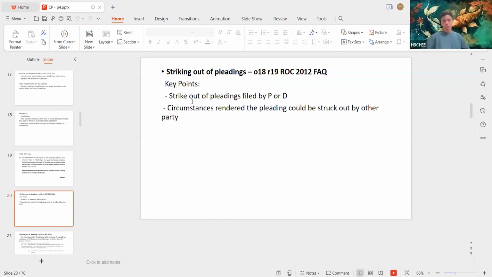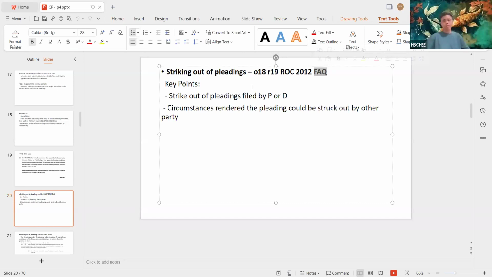Okay, now the next one is striking out pleading. This is very often. That's why I put the FAQ here. I didn't put it for no reason. Because striking out pleading is that another party may choose to dismiss your pleadings, which means that your claim is not substantiated, it has no substance, basically.